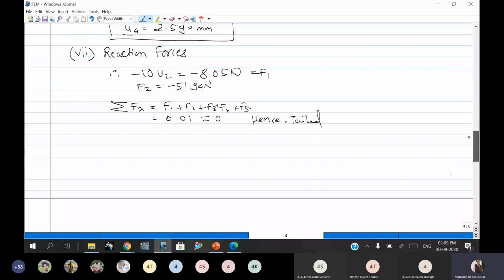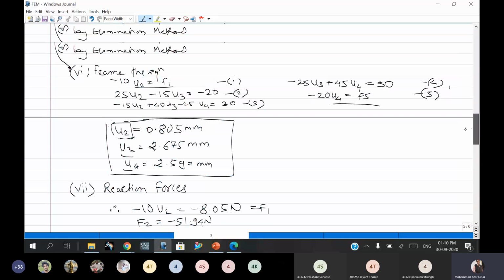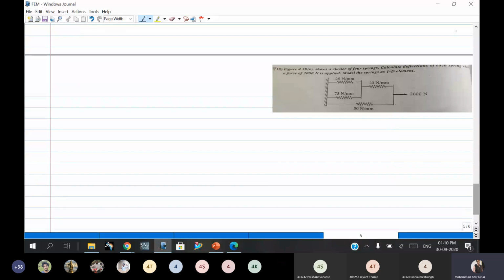So in the next lecture, we will see the second problem, and after that we will solve this in ANSYS and check whether our answers are right or not. That will be a direct application of problem based learning that we can see in the next lecture tomorrow.